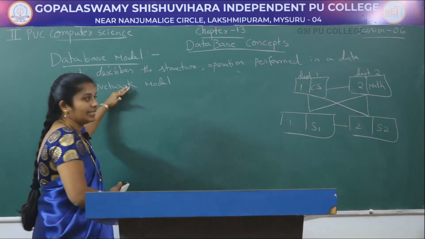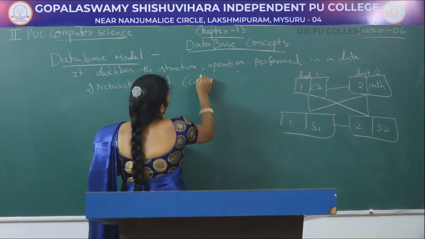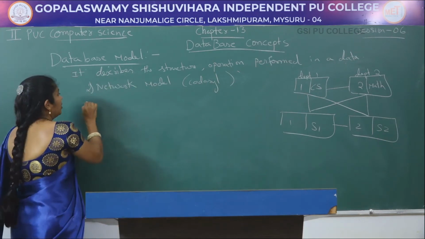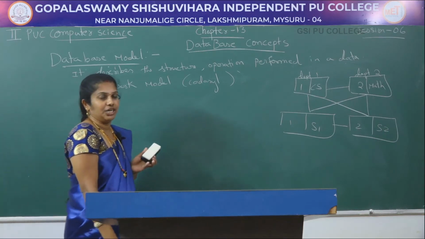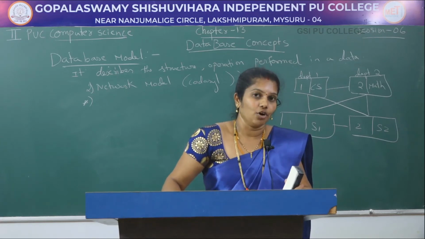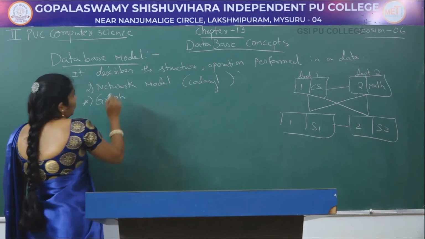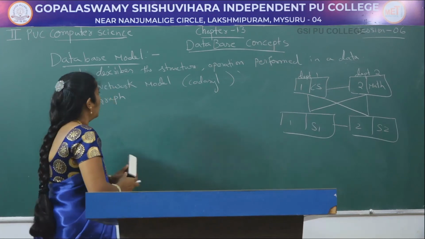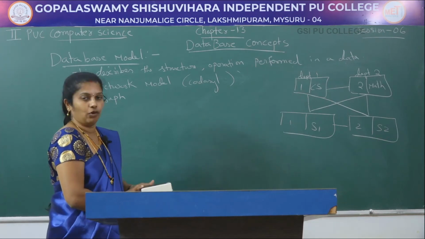Then what do we mean by this network model? This network model was developed by CODASYL, and here all the data are arranged in graph format. Whereas in the hierarchical model all the data are arranged in tree format, in the network model all the data are arranged in the format of a graph.